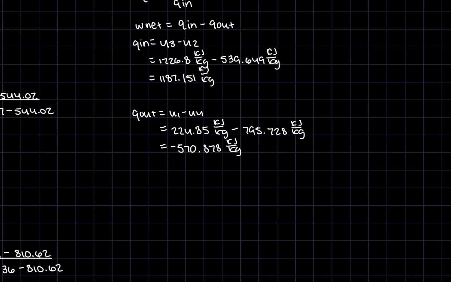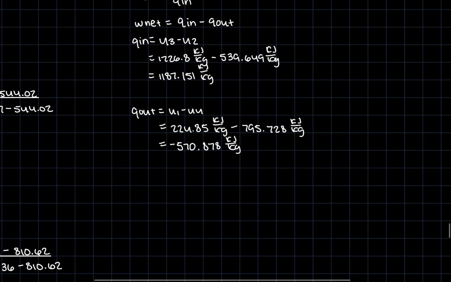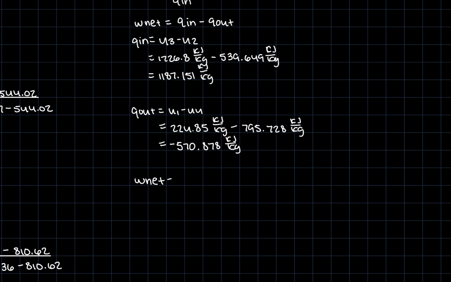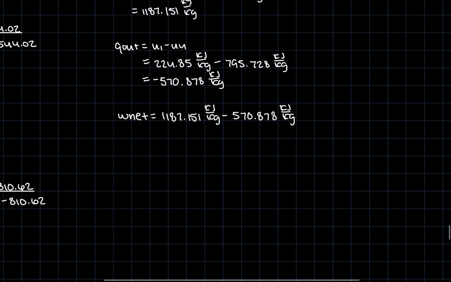Here it works out. Our Q in is positive and our Q out is negative, which follows the general sign convention for those energy transfers. But just keep that in mind when you're doing these calculations to watch out and make sure that your signs line up with the direction that this transfer is occurring. So we can calculate our W net to be 1187.151 kilojoules per kilogram minus 570.878 kilojoules per kilogram. And we can see that our W net is going to be equal to 616.273 kilojoules per kilogram.